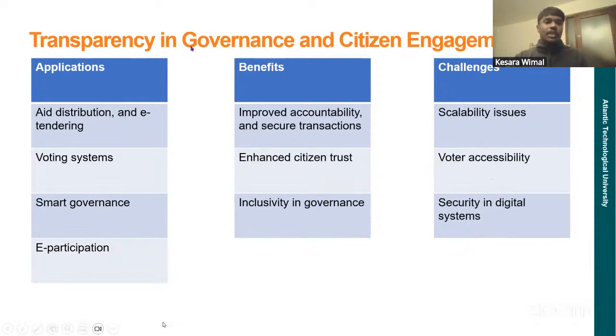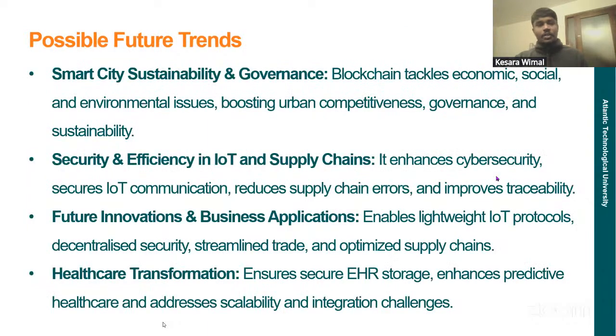Finally, we have transparency in governance and citizen engagement. We have applications like aid distribution, e-tendering, and voting systems, and benefits such as improved accountability and secure transactions. Finally, we have challenges such as scalability and voter accessibility issues. So this is about all our 6 categories, 6 components.